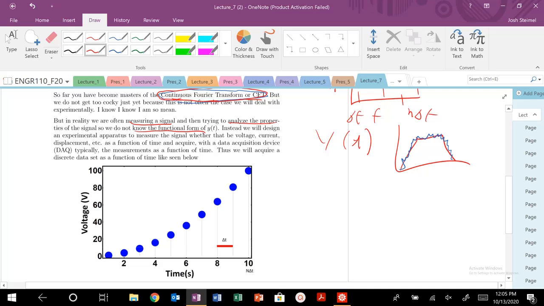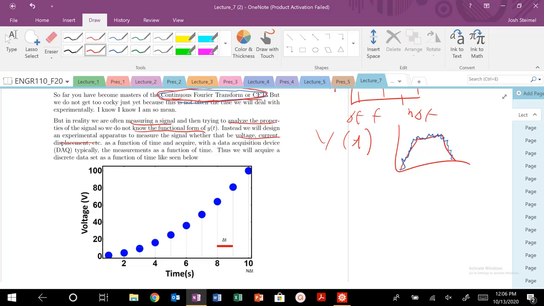So experimentally, we're going to be designing an experimental apparatus to gather some value. It could be voltage, current, displacement. Many of the examples that we provided previously in our lecture 6. Either the ECG example, or pressure from a microphone to look at the vocal cords and the vocal noises, or a voltage from an amplifier. There are myriad different examples.